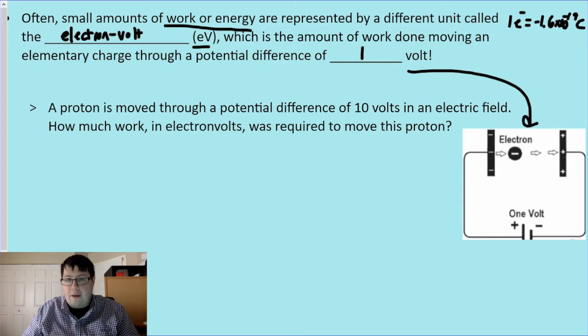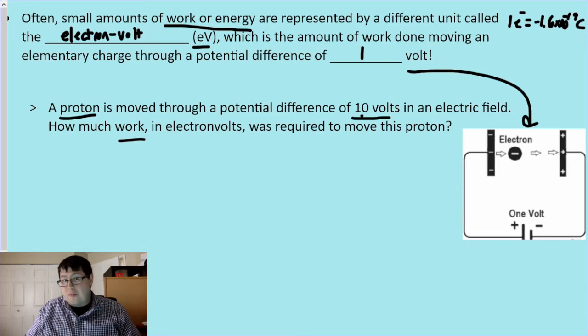We're always talking about things moving. We're thinking about the process of charges moving from one place to another, the energy that's required to do that, and ultimately the potential that it can have from going there. So in our example problem, we now have a proton that's moved through a potential difference of 10 volts in an electric field. We want to know how much work in electron volts is required to move this proton.